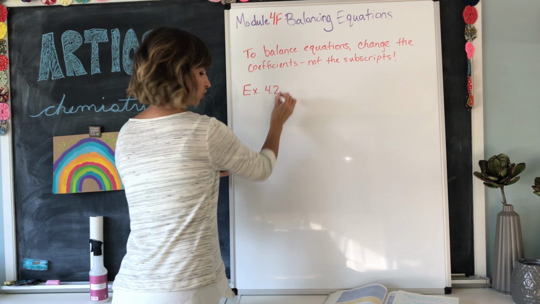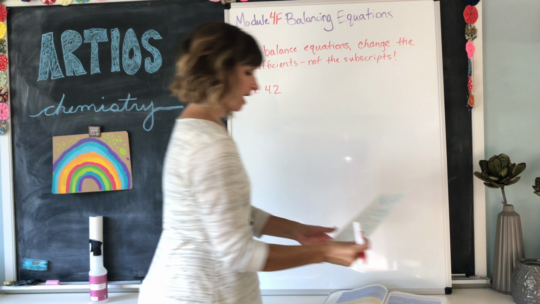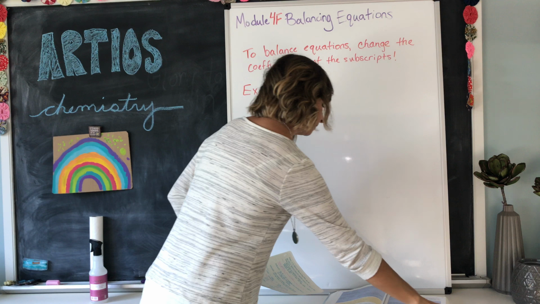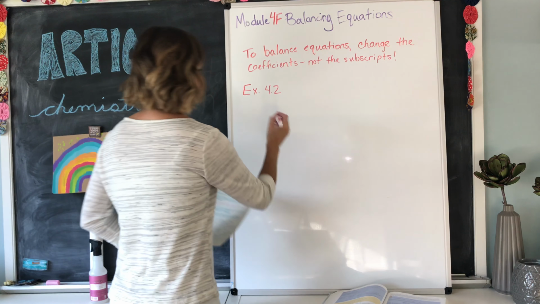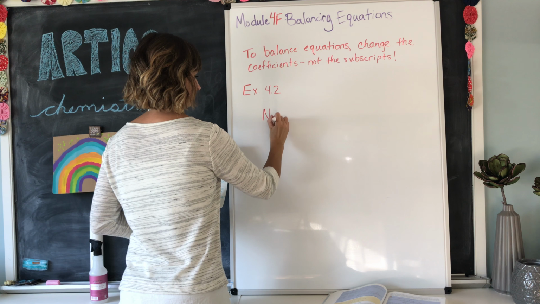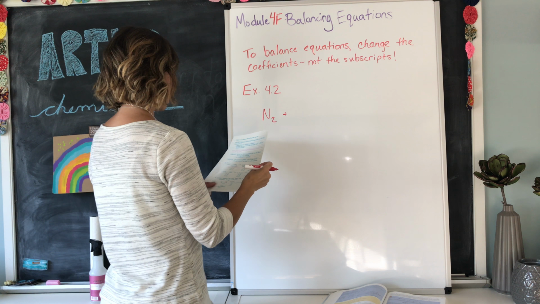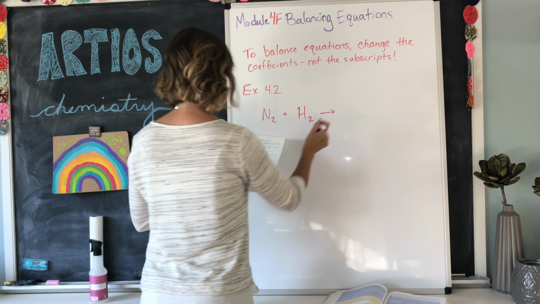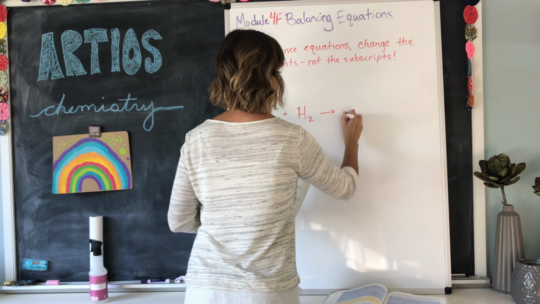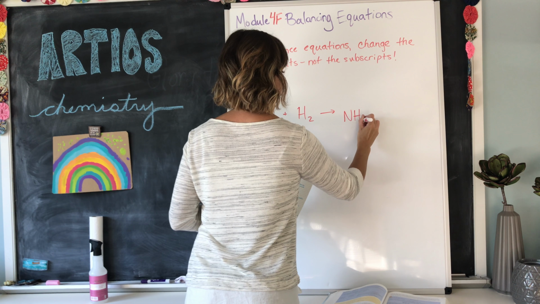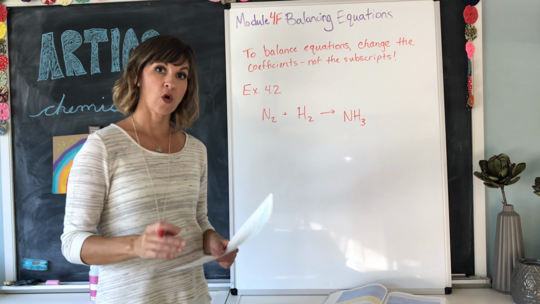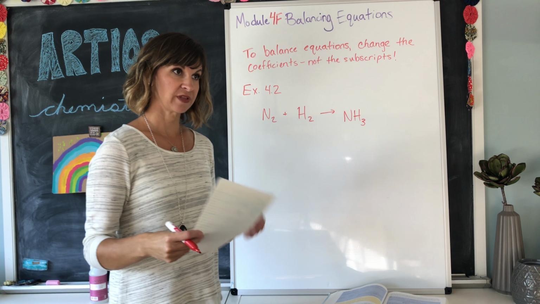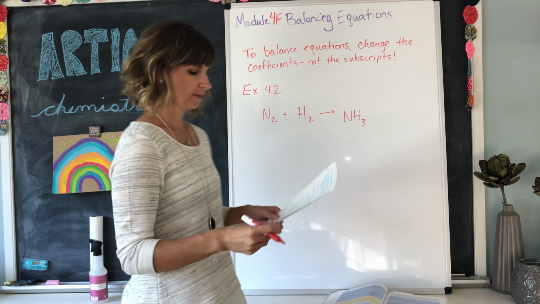All right, another example. We're going to look at example 4.2. Example 4.2 says to balance the equation of N2 plus H2 yields NH3, which is known as ammonia. That's the chemical formula for ammonia.